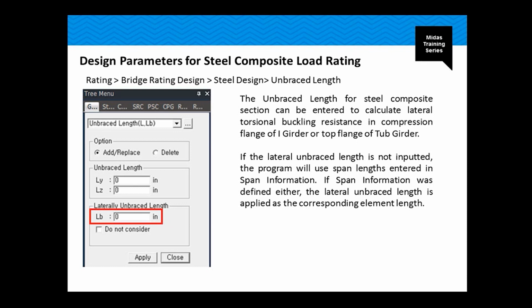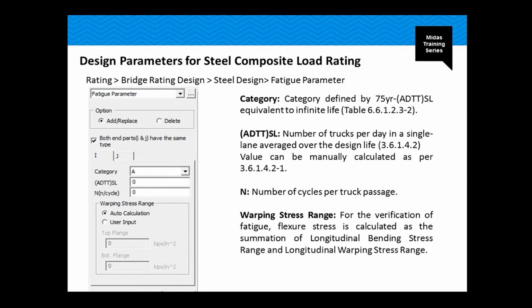Then, depending on how much you divide that element in your bridge, the program is going to take that. So you might as well just define it here so that you can use the correct value. Then we have the fatigue parameters. You can define the fatigue parameters, whether you want to assign the same type for the IN and JN. Those are the two ends of the element. And then you have the category.